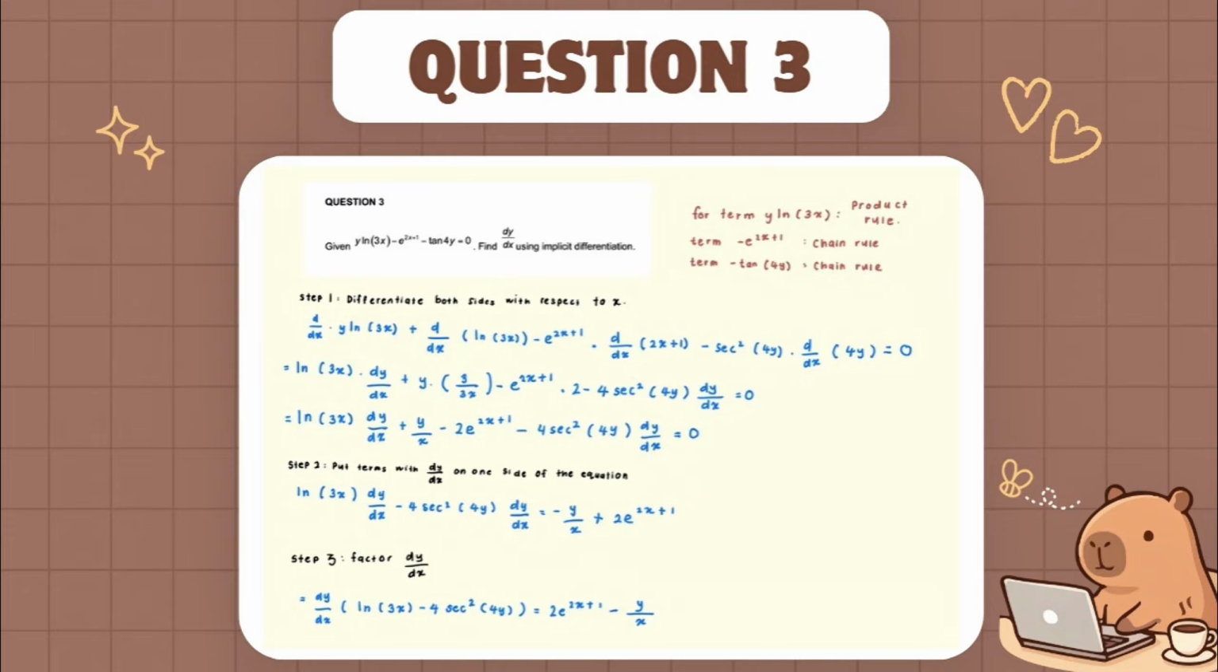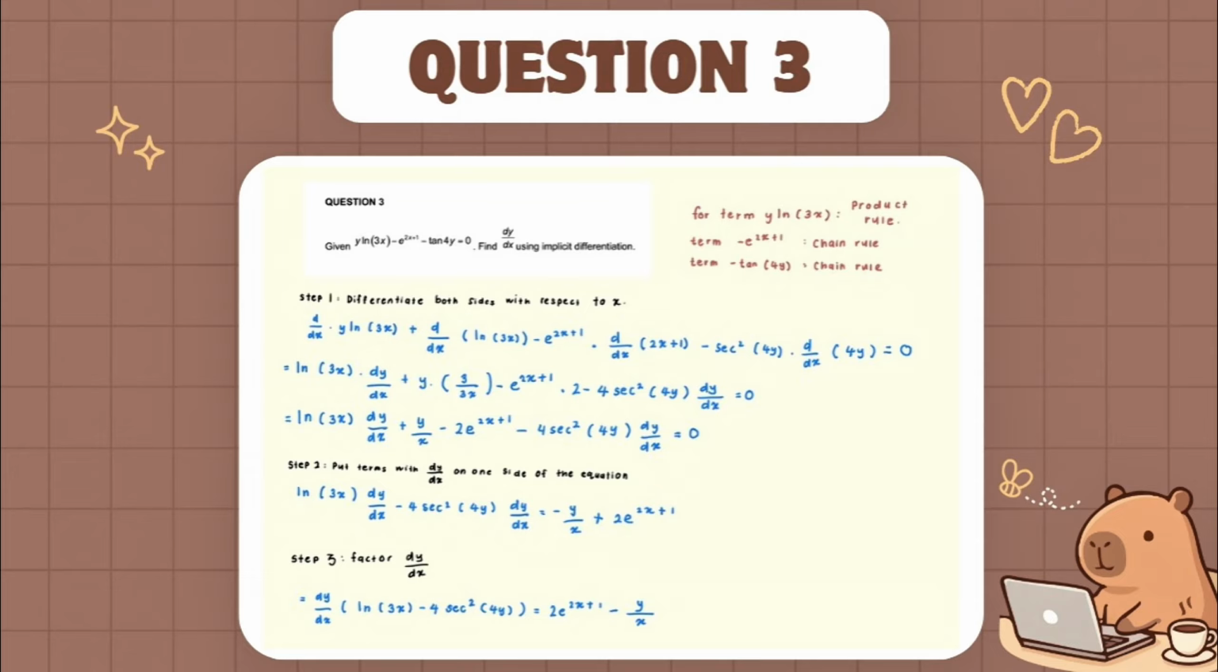After differentiating all of those terms, I got ln 3x times dy/dx plus y times 3 over 3x minus e^(2x+1) times 2 minus 4 sec²(4y) times dy/dx equals 0. After simplifying this equation, I end up with ln 3x dy/dx plus y over x minus 2e^(2x+1) minus 4 sec²(4y) dy/dx.